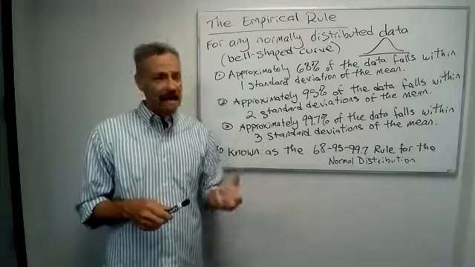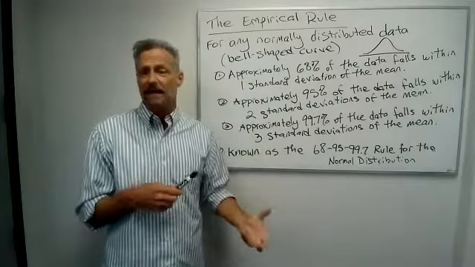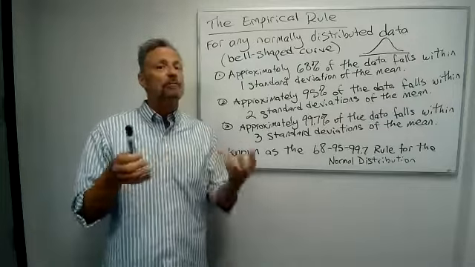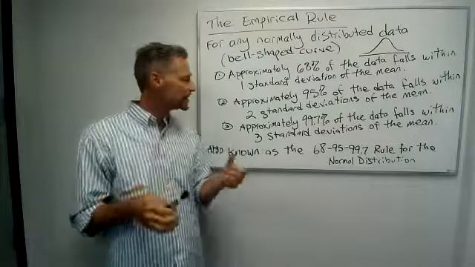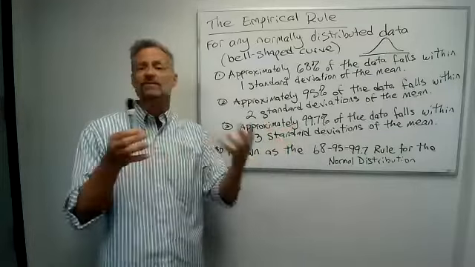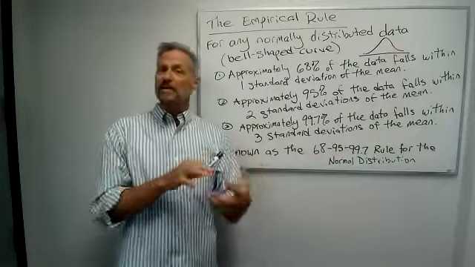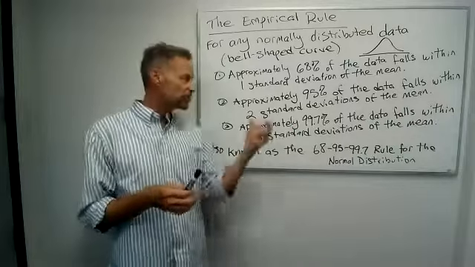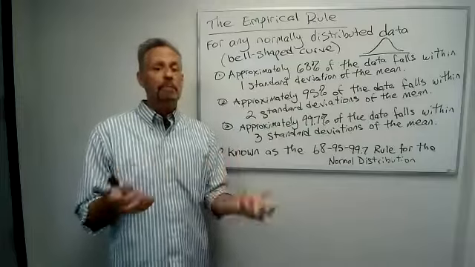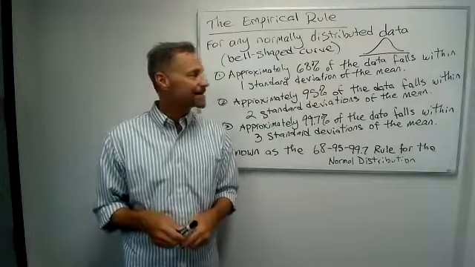And approximately 99.7% of the data falls within three standard deviations of the mean. Now, these are going to be approximate. You could be a little bit more, a little bit less. We could have 100% of the data within three standard deviations. It just depends on the particular data set. But in general, these are going to be approximate values for any bell-shaped or normally distributed data set.